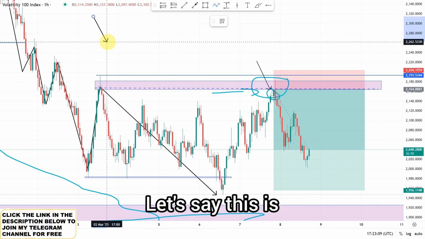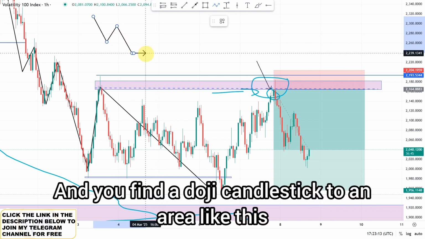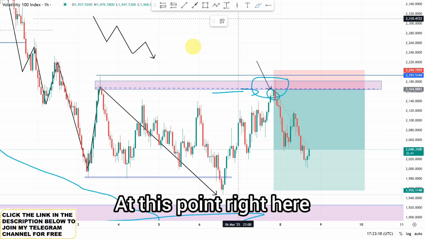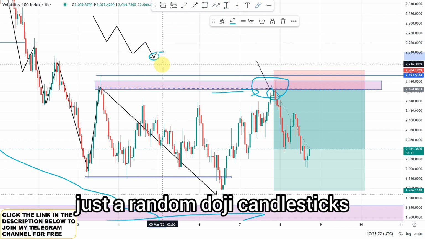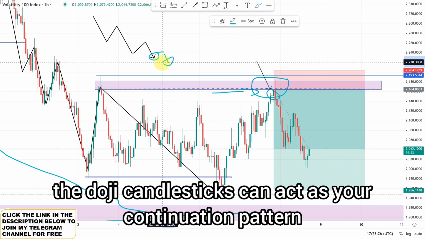All right, let's say this is how the market is moving. All right, and you find a doji candlestick in an area like this at this point right here. No support, no resistance, just a random doji candlestick. For these cases, the doji candlestick can act as your continuation pattern.